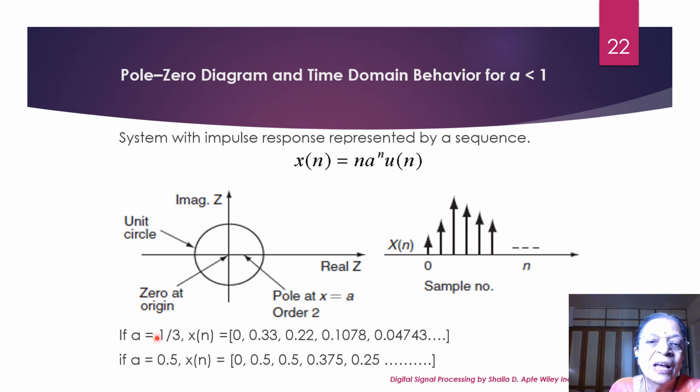What I am doing is I am considering the value of a as 1 by 3 and also 1 by 2, and I am calculating the value of x(n) for n a raised to n. And in this case you will find that this is 0, 0.33, then 0.22, 0.10, 0.04. So initially it increases and then decreases. So again the system will be stable when a is less than 1.